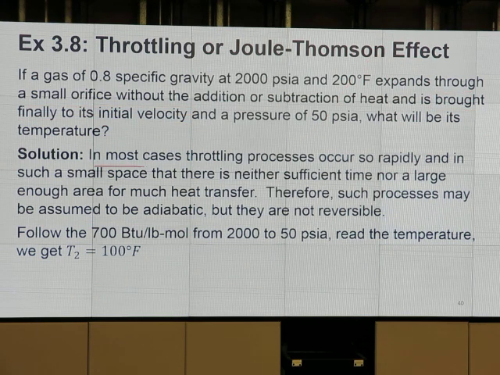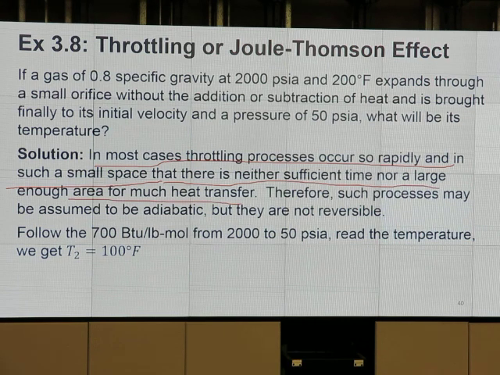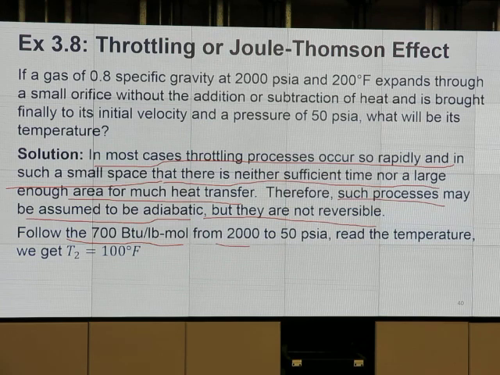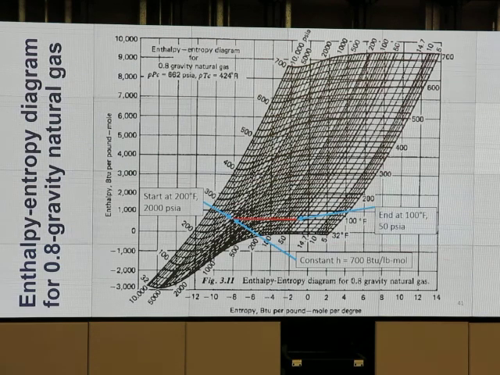Okay? In most cases, a throttling process occurs so rapidly and in such a small space that there is neither sufficient time nor large enough area for much heat transfer. Therefore, such a process may be assumed to be adiabatic, but it is not reversible. Okay, adiabatic but not reversible. So follow 700 BTU per pound mole from 2000 to 50 psi. Read the temperature. We get T equal to 100 F.